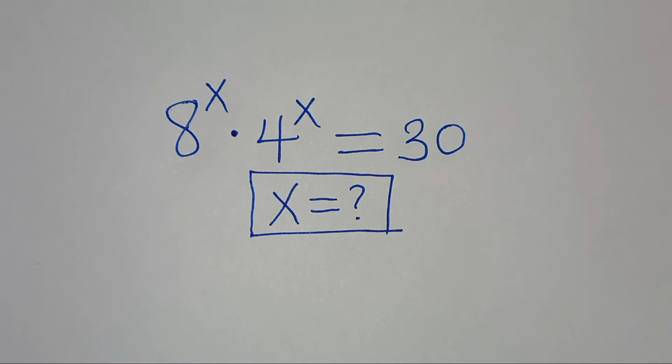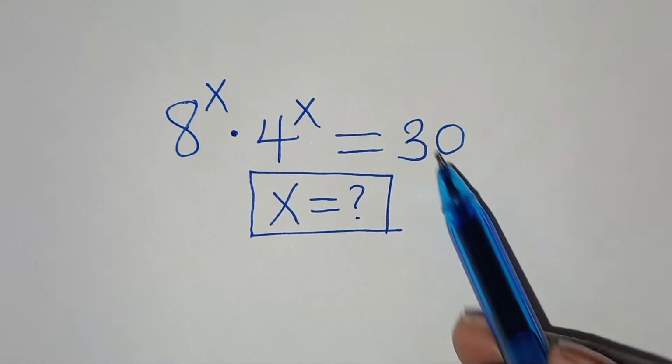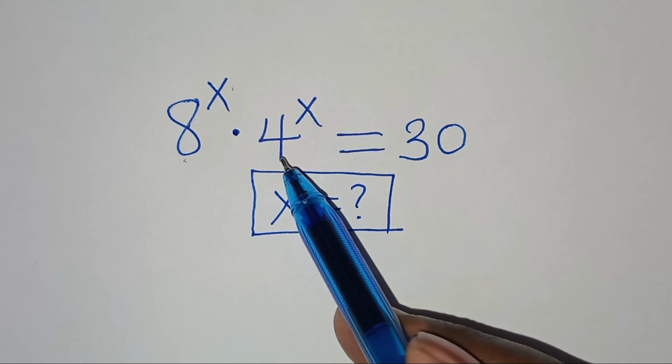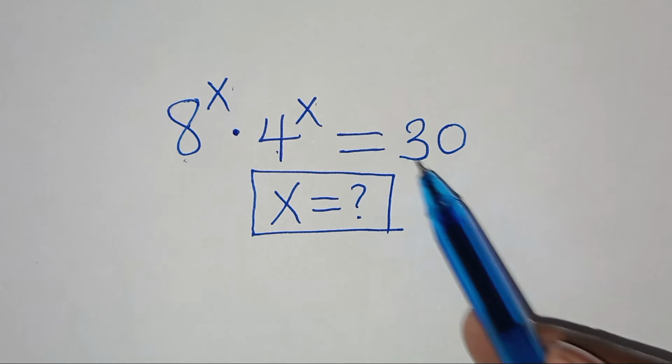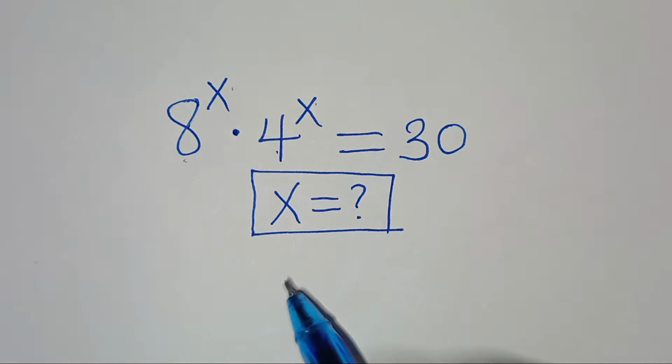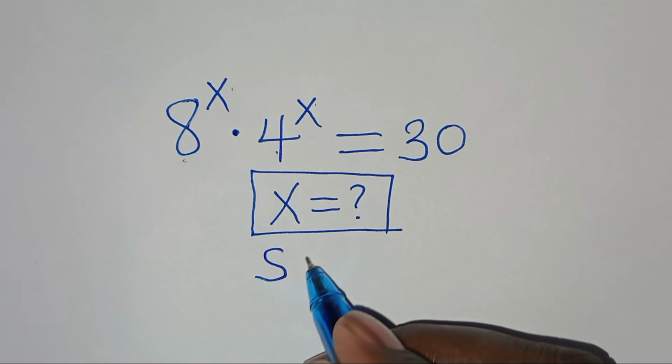Hello everyone, you're welcome to solve this nice exponential equation, which is 8 to the power of x times 4 to the power of x. This is equal to 30. So what is the value of x? Now let's provide a solution from here.